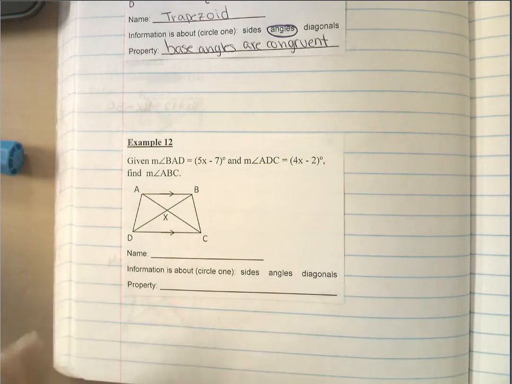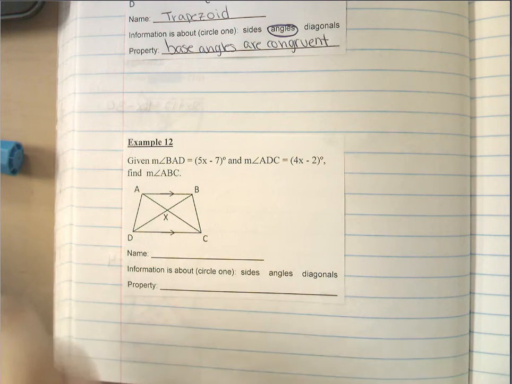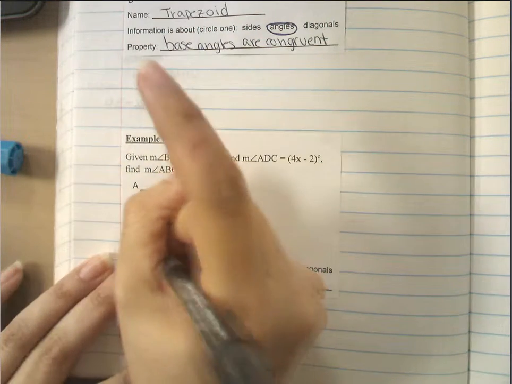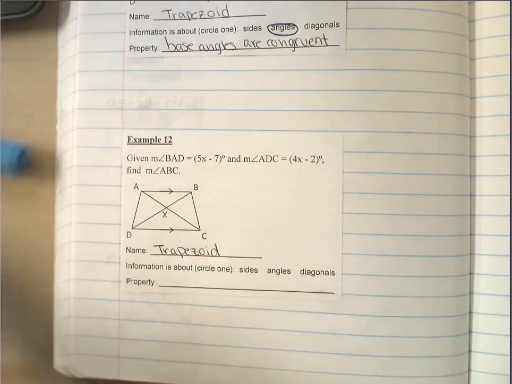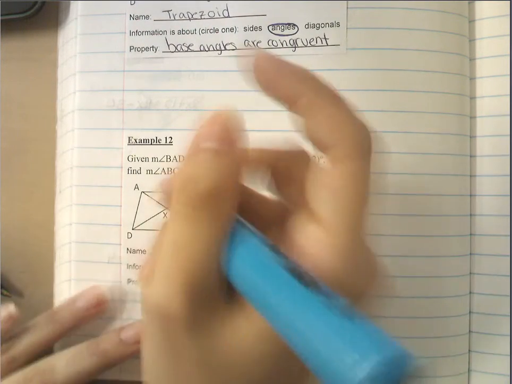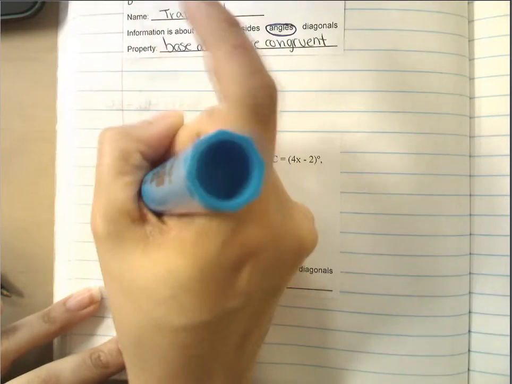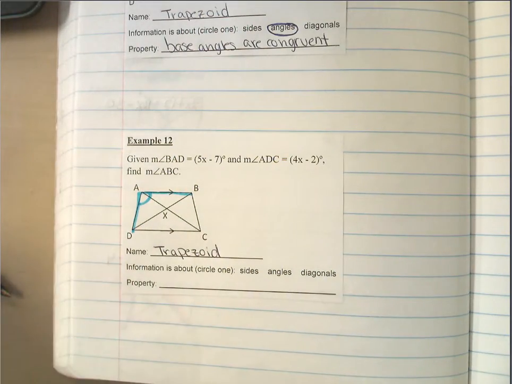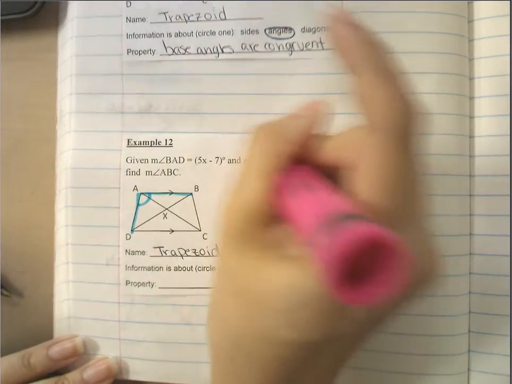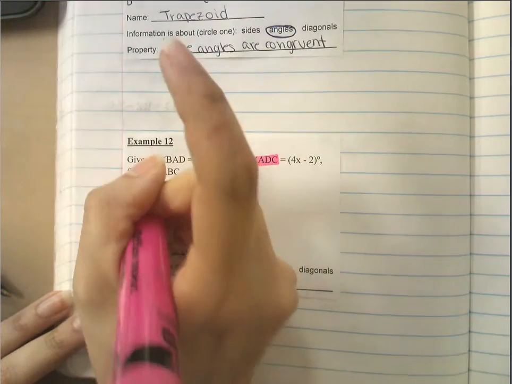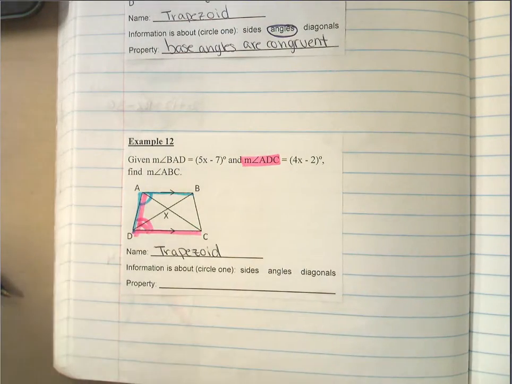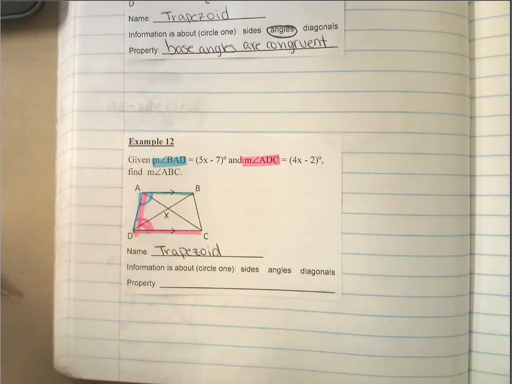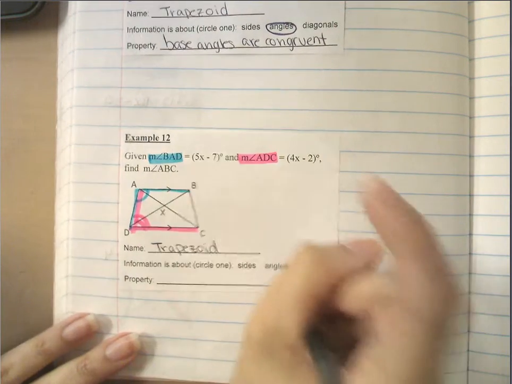Okay. Example 12 I will solve because it's a little bit different than the other ones. But first, let's go ahead and label our information. So I still have a trapezoid. And I have measurement of angle BAD. And then they give me the measurement of angle ADC. That one. And so I'm still looking at information about angles.